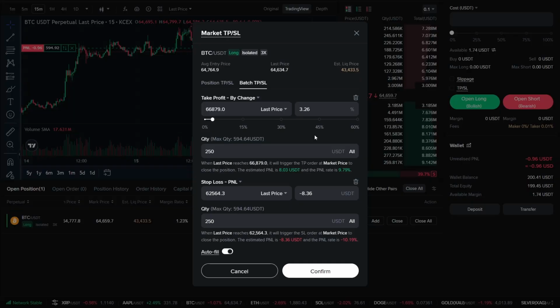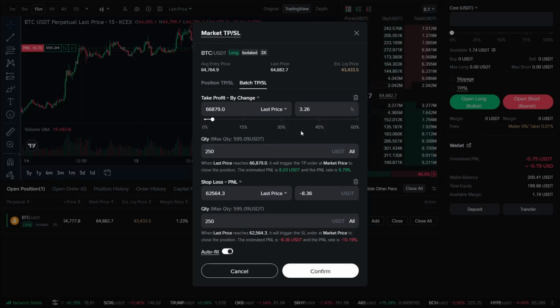For stop losses, this can reduce part of your position at one price and close the remaining amount if the market continues moving against you. This gives traders more flexibility when managing risk and profits. So for this demonstration, we're going to set two different take profit and stop loss batch orders.